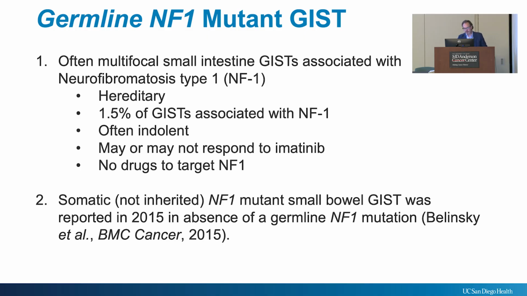The other thing, which I added in here after talking to some of you out there, is a secondary thing we discovered several years ago: sometimes we can see these NF1 mutated GISTs in the small intestine that are not inherited but somatic. Somatic meaning that it occurs just in the tumor, but it wasn't inherited from one's parents. The first case was described in 2015 by the group at Fox Chase.